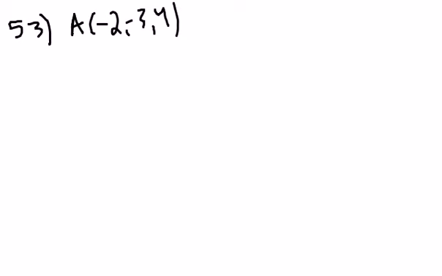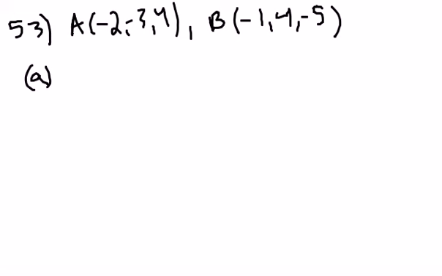Okay, we're going to go ahead and continue with the Honors Pre-Calculus B semester exam review, and we're going to start off with number 53. It says a vector in space has an initial point A of -2, -3, 4, and a terminal point, meaning we go from A to B, of this. Part A says, what is the component form of AB?